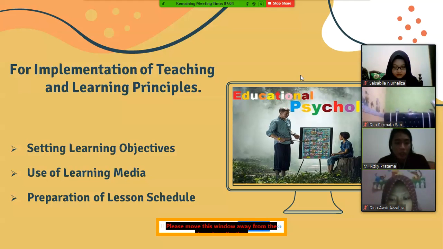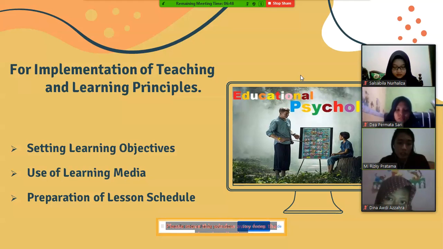The purpose of learning refers to a change in behavior experienced by student after the implementation of the learning process. So the point is determining the desired form of behavioral change as a learning objective.